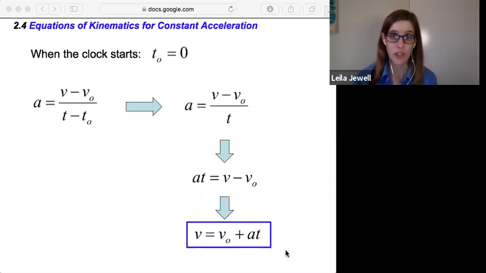This is a really useful equation, so you definitely will want it on your equation sheet, guaranteed. So there's the first of our kinematic equations. Let's keep going.